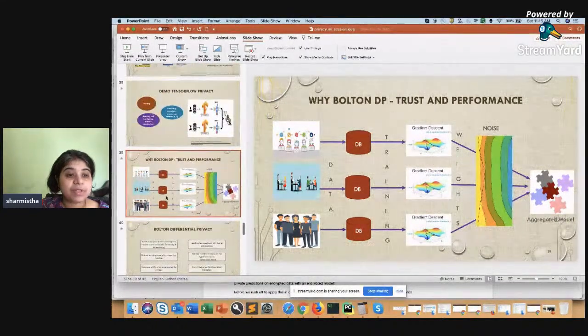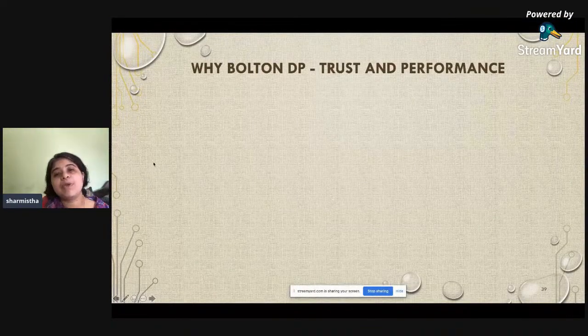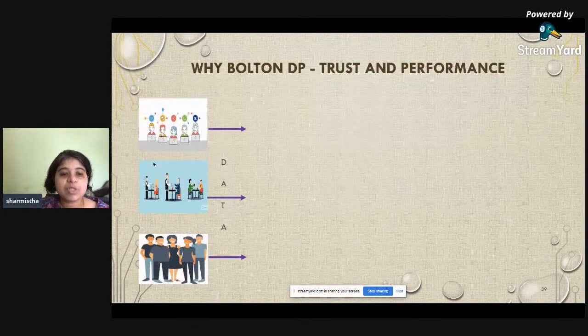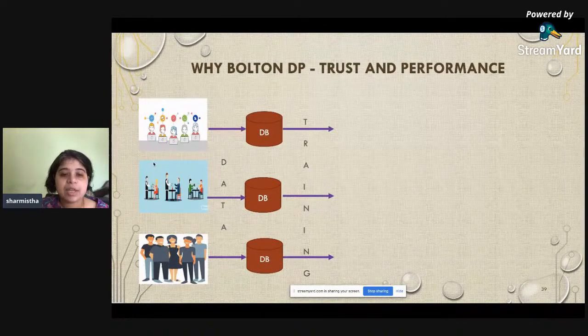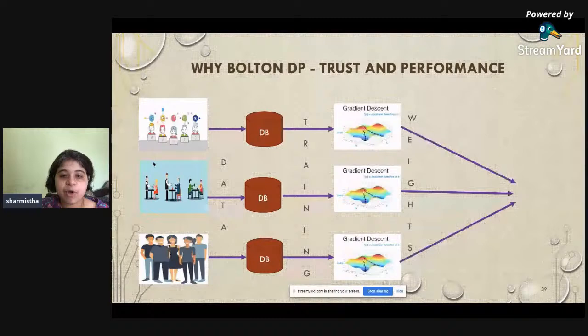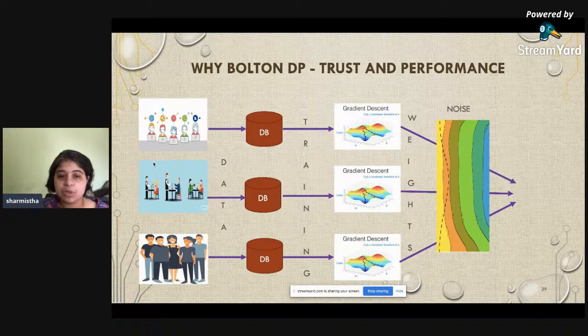Yeah, so bolt-on privacy. Next, we have to talk about bolt-on privacy. So why bolt-on privacy? It is because of more trust and performance. In TensorFlow Privacy, there is one company contributing, and they have built the bolt-on DP. What is happening is you take data from different sources and different data sets, and try to build an ensemble model. And while you build the ensemble model, you add noise at the output. Remember, we have talked about perturbation at the output.